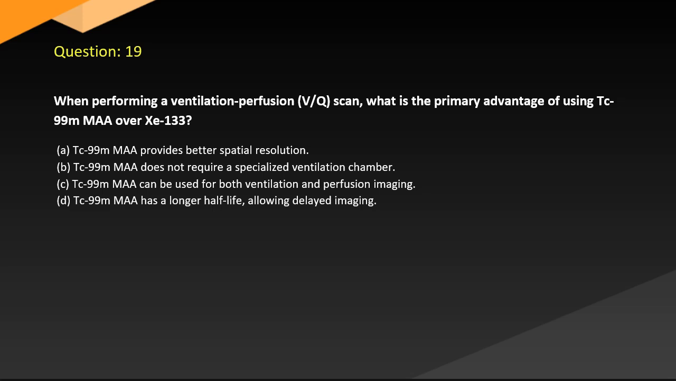Question 19. When performing a ventilation perfusion (VQ) scan, what is the primary advantage of using Tc-99m MAA over Xe-133? A. Tc-99m MAA provides better spatial resolution. B. Tc-99m MAA does not require a specialized ventilation chamber. C. Tc-99m MAA can be used for both ventilation and perfusion imaging. D. Tc-99m MAA has a longer half-life, allowing delayed imaging.